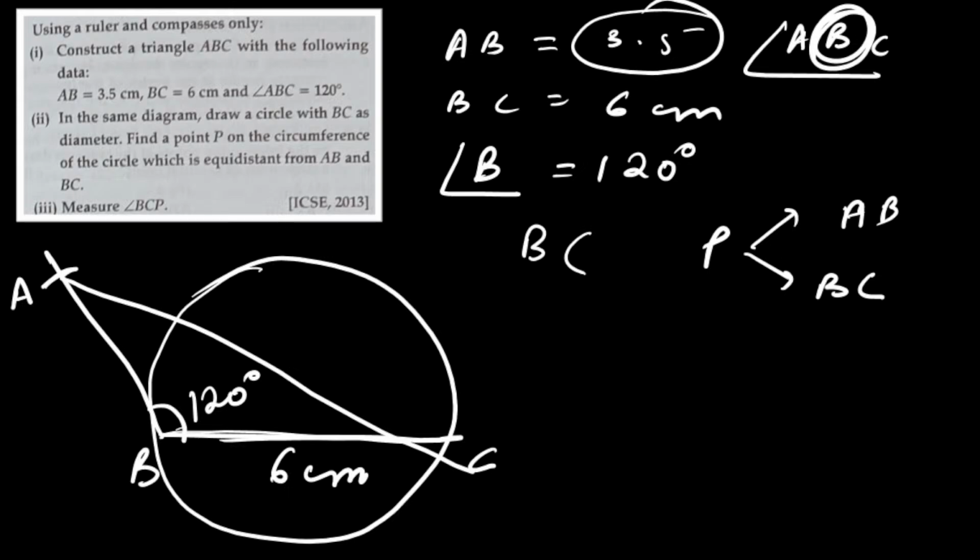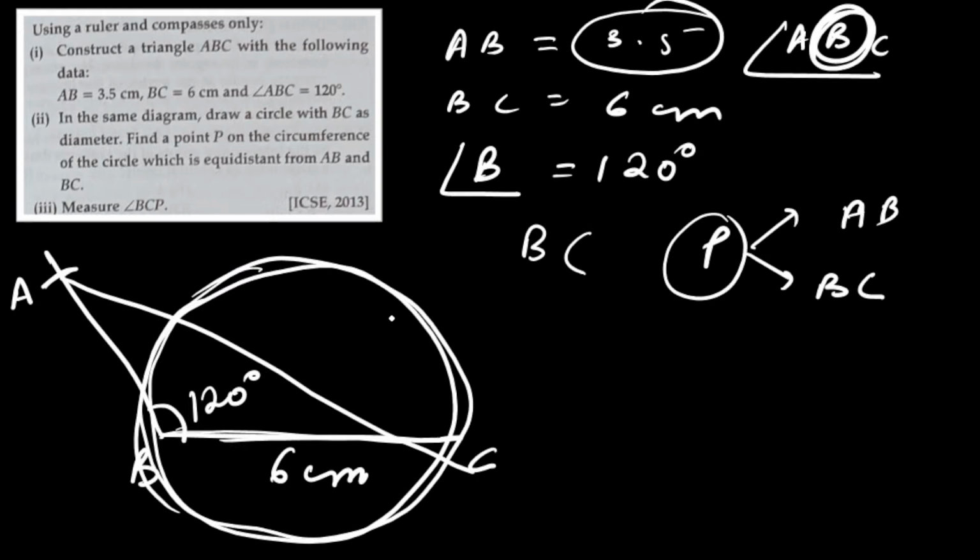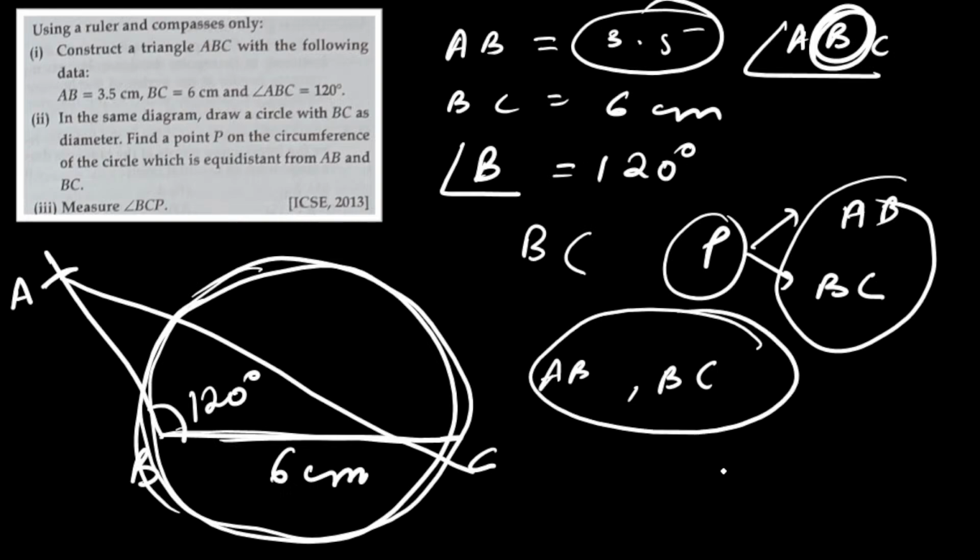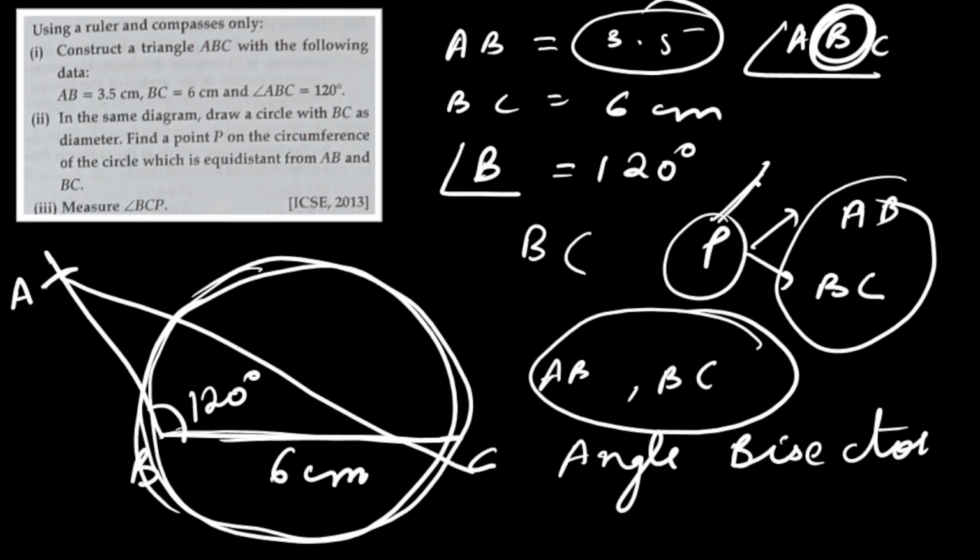So the circle is done. Now what is the next thing we have to do? They're telling us we have to find point P on the circumference. The boundary of the circle is known as the circumference of the circle. On this we have to find point P which is equidistant from AB and BC. AB and BC are two lines. Whenever you have to find a point equidistant from two lines, you have to draw the angle bisector. You have to draw the angle bisector whenever you have to construct an equidistant point or the locus of a point which is equidistant from two lines.